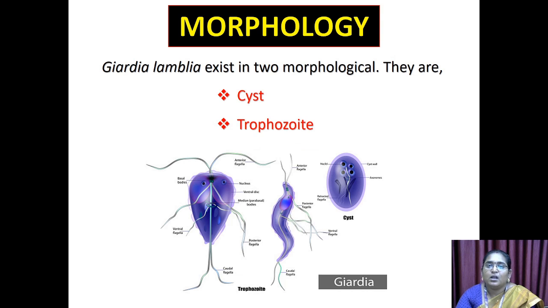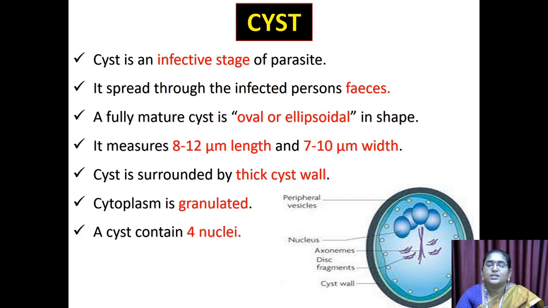The morphology. Giardia lamblia exists in two morphological forms. They are cyst and trophozoite. Cyst is the infective stage of the parasite. It spreads through the infected person's feces. A fully mature cyst is oval or ellipsoidal in shape. It measures 8 to 12 micrometers in length and 7 to 10 micrometers in width. The cyst is surrounded by a thick cyst wall. Cytoplasm is granulated. A cyst contains 4 nuclei.